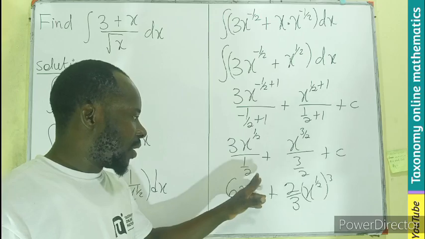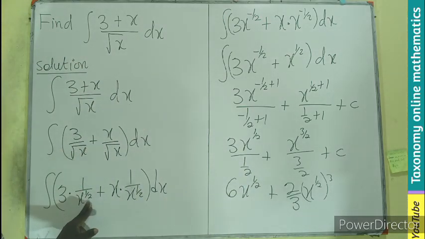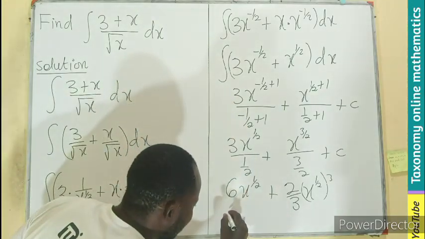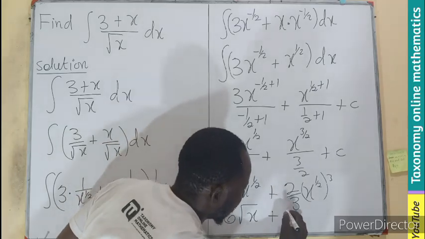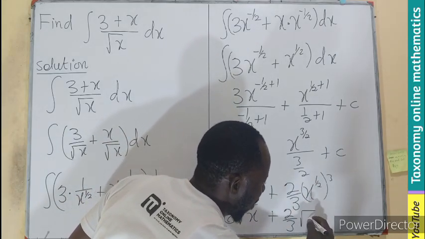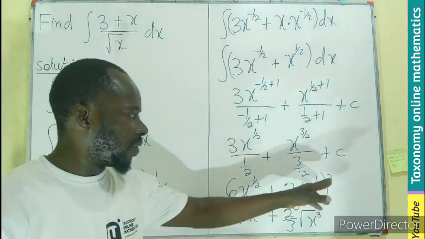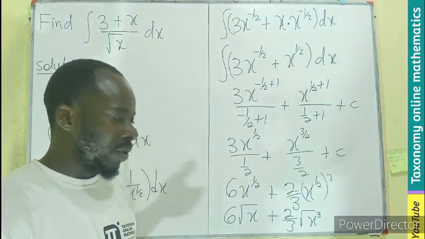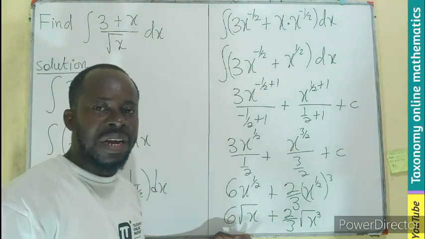So we can go back and say the root we picked became a power of half. We can bring it back as a root, as in 6 root of x plus 2 divided by 3 times the root of x, raised to the power 3, with all the brackets to the power 3. So this is the final integration of that.